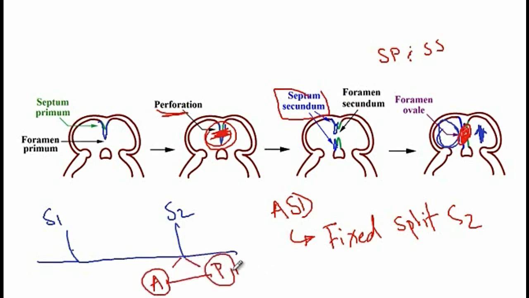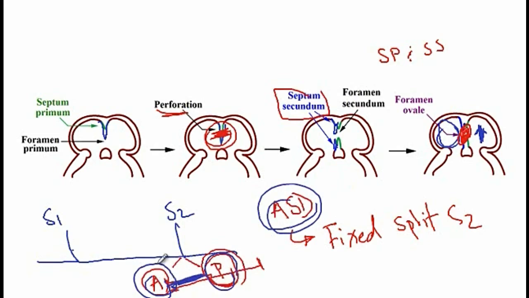Now if an individual takes a deep breath, since there would be more blood flow into the right ventricle and thus the pulmonary arteries, it takes longer for the pulmonary valve to close. So the distance between A and P increases with inspiration. In patients with ASD, however, the distance between A and P is fixed. So deep inspiration doesn't affect the split S2.